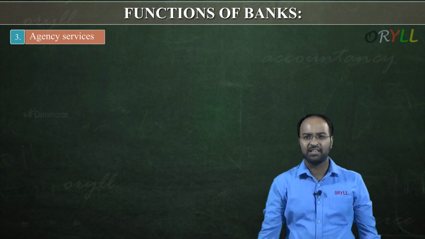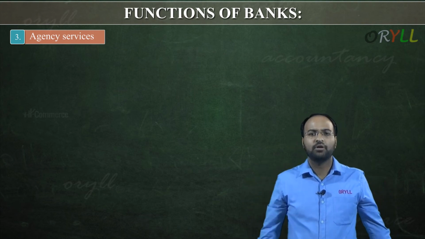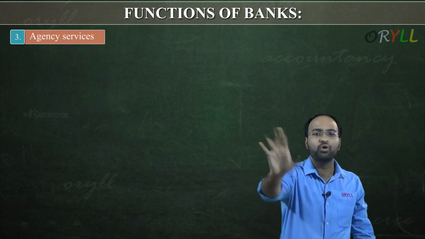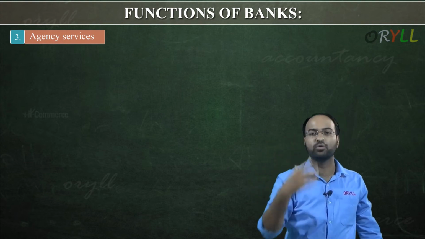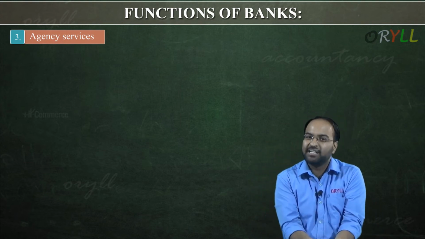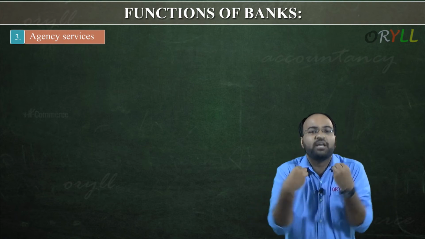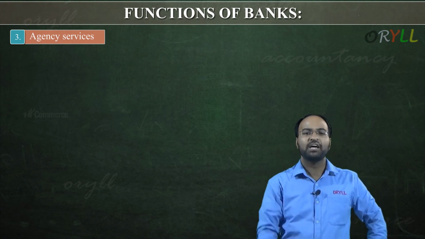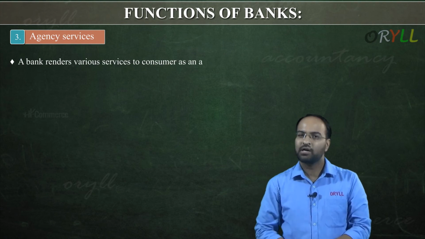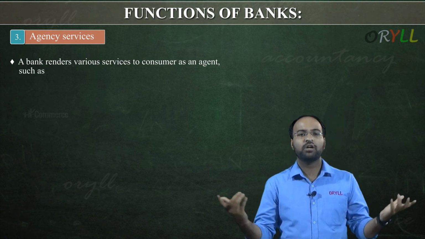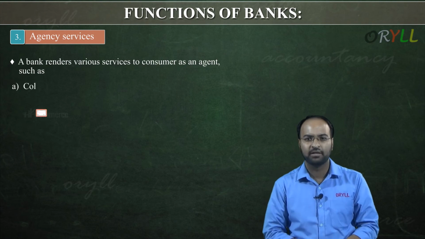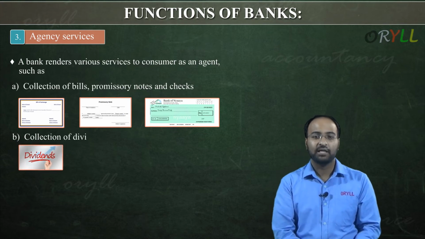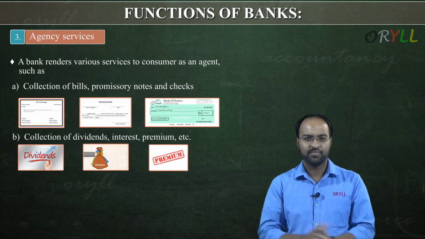They went to the public and said, hey public, take me as your agent, and whatever you are doing, you don't do. You delegate that work to me and we will do it as your agent. So the bank said to everyone that we will become your agent and we will be performing certain agency services. Got it? So hence remember, the bank renders various services to the consumer as an agent. Sir, what are the services? Like collection of bills, collection of promissory notes, collection of checks, collection of dividends, collection of interest, collection of premium, etc.